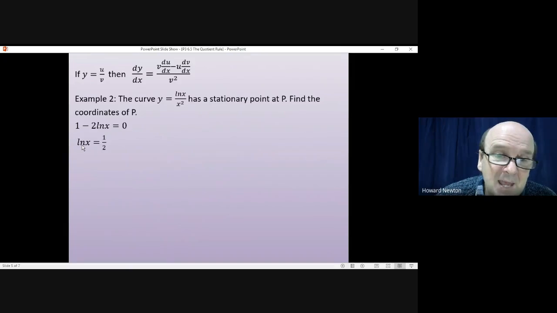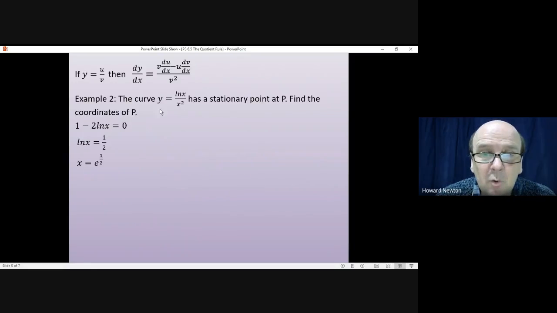Now this is ln. So we do e to the power of both sides. e to the power of log x equals e to the power of 1/2. And the reason why we do that is e to the power of log x, the e and log are inverse functions, so they cancel each other out. And e to the power of log x just simplifies to x. And on the right-hand side, we have e to the power of 1/2. That is the x-coordinate of the stationary point.